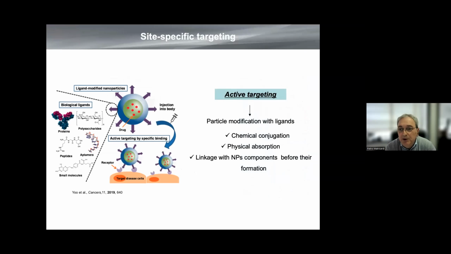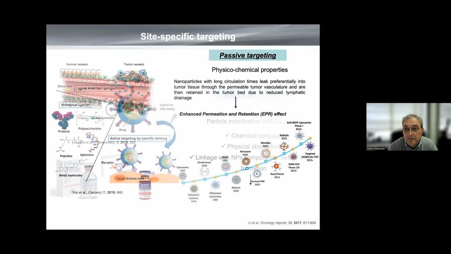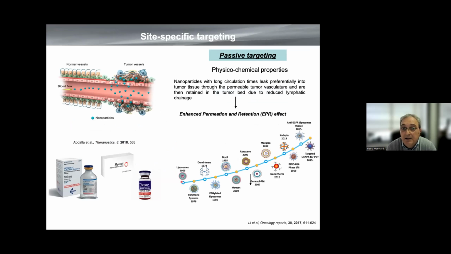And just to remember the targeting effects, you can have an active targeting by modifying the surface of the nanoparticles by using specific ligands that are able to interact, for example, with receptors that are present on the top of cells in order to have specific interactions. And besides the active targeting, there is also the passive targeting.